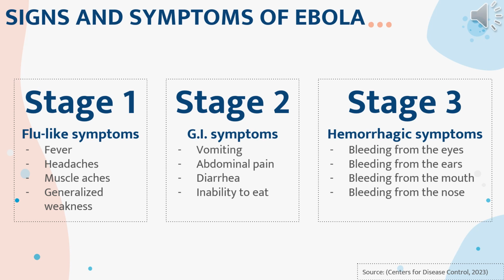During Phase 2, an infected person may experience stomach issues like vomiting, diarrhea, and abdominal pain. During the final phase, a patient will either begin to recover from the Ebola virus or they will begin to deteriorate. If a patient were to deteriorate after contracting Ebola, they would begin to bleed from their eyes, ears, mouth, and nose. This is generally what leads to the high fatality rate of 50% in Ebola patients.